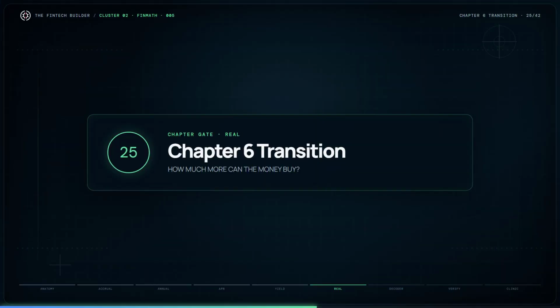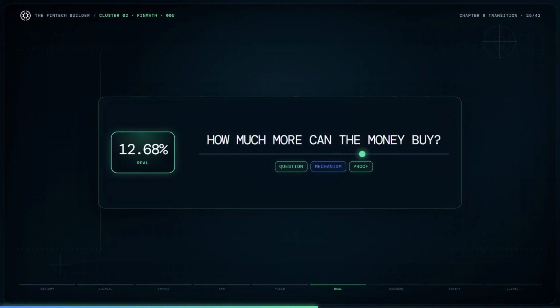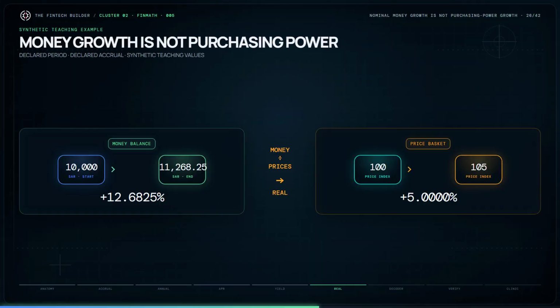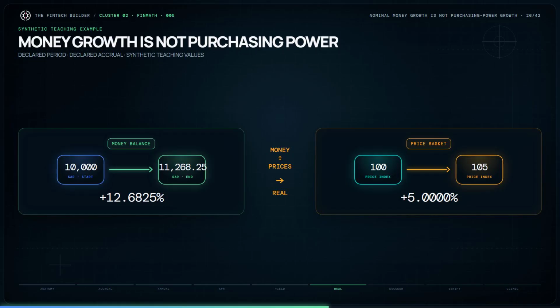We will now separate money growth from purchasing power growth by introducing inflation. Suppose our 1-year compound result is 12.6825%. That is a nominal money rate in the inflation sense. It measures growth in currency units before removing changes in the general price level. If consumer prices rose 5% over the same comparable period, the purchasing power gain is lower. The money balance increased, but the price of the basket also increased. Real return asks how much the balance grew after accounting for that inflation change.